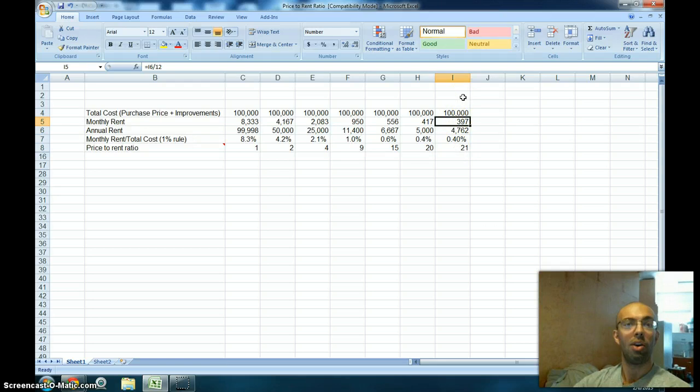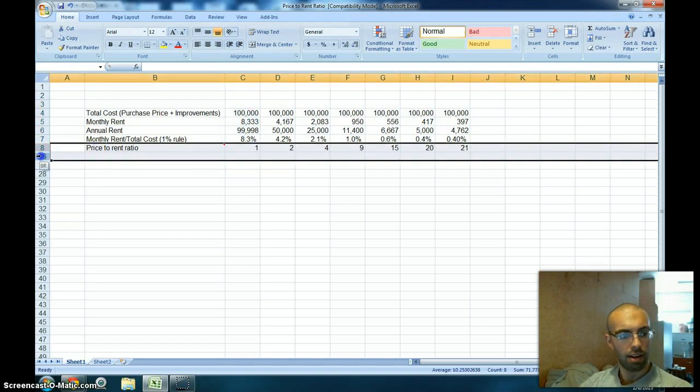Now, conversely, where would it be better to purchase a property as an investor? In this case, since as an investor I'm only going to make $397 in monthly gross rents, my capital, assuming all other variables are the same, we're going to say this is the same market, my capital is much better served being put into this investment property where I'm going to get $8,333 a month in rent.